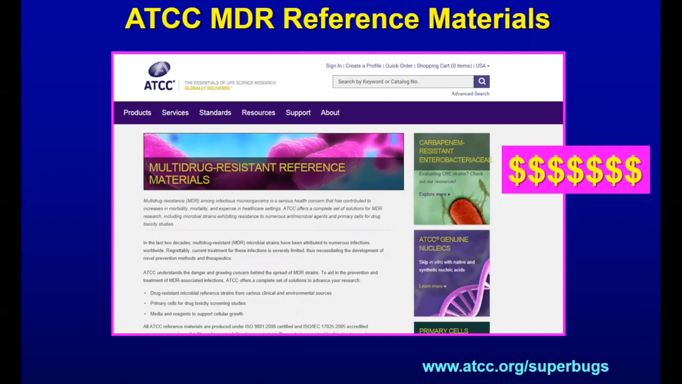I'm not going to belabor this. The one thing I want to mention is that if you want a particular type of isolate, you might find it here, but these are very costly. I saw some of these that cost about $250 per isolate. This is in contrast to the CDC isolates that are available at no charge. Our tax dollars are supporting that.